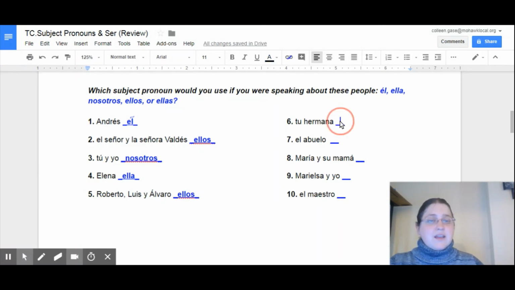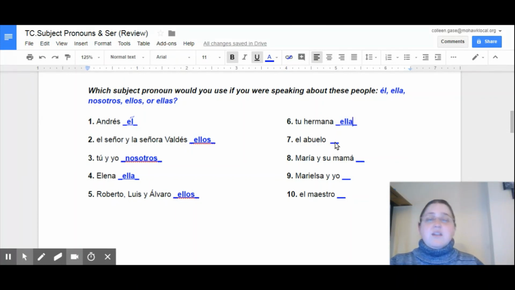Tu hermana. You might have had trouble with this. Hermana is your sister. And this is a good time to note that if you see an a on the end of a word, even if you don't know what that word means, if you know it's a person, it's probably female. And if you see an o on the end of a word, it's often masculine. Notice the boys' names here, Roberto and Álvaro. And if you look at Elena, which is a girl's name, it ends in a. So tu hermana, your sister, what should you be using? You should be using ella, she.